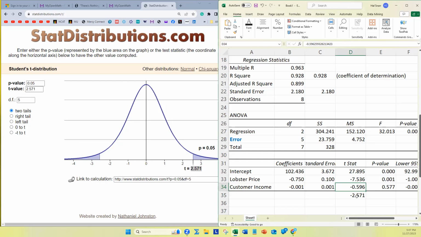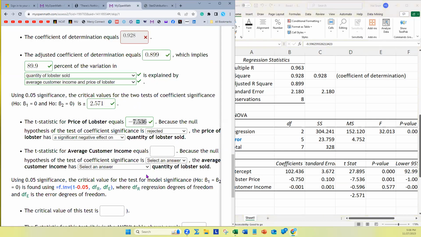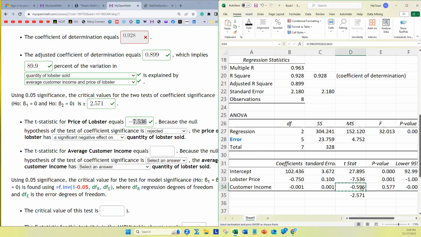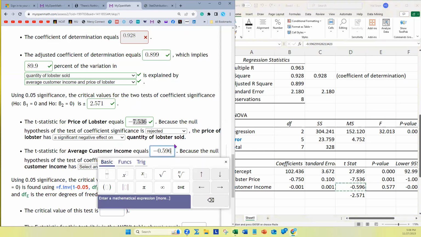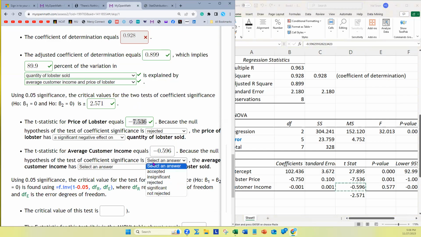We can't say the null hypothesis is true. We can't accept a null hypothesis, right? So what we say instead is we cannot reject the null hypothesis for average customer income. Again, this test statistic is small, right? And the smaller the test statistic is, the closer it is to 0, the more insignificant the slope coefficient is, right? So here we're going to say cannot reject or not rejected, right?